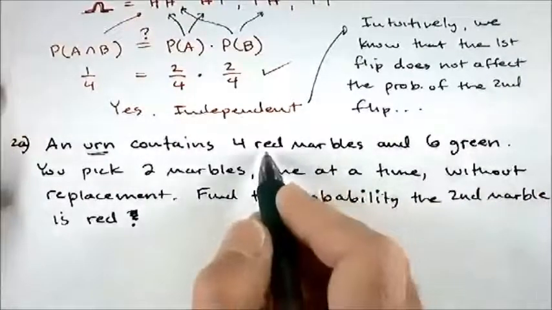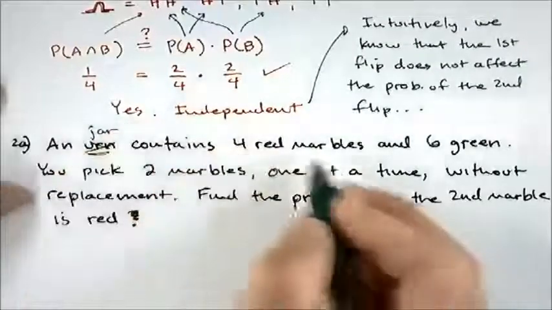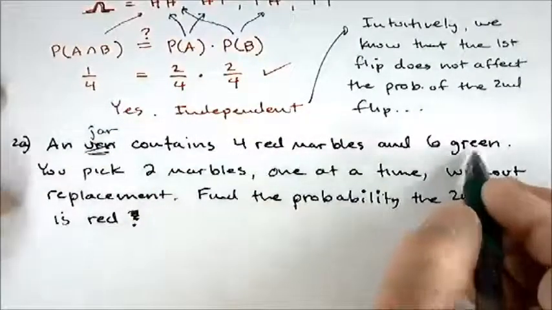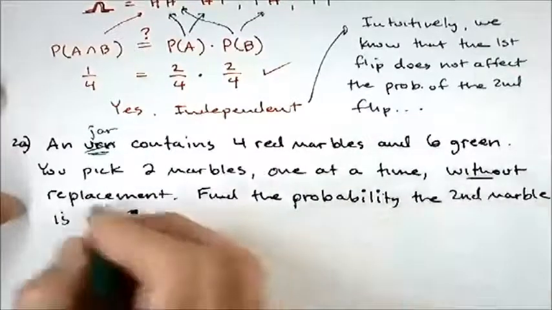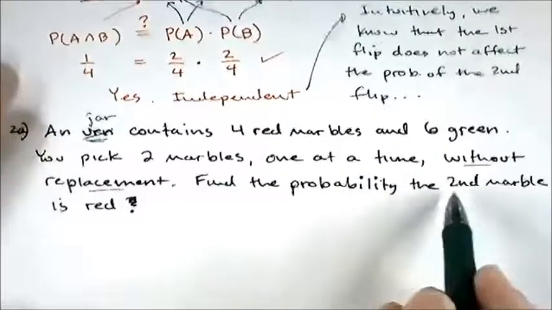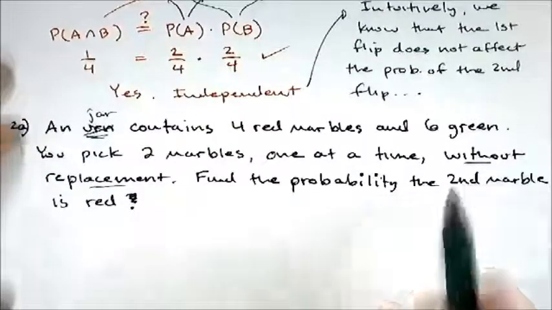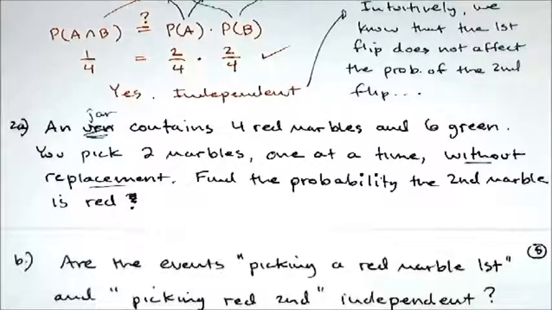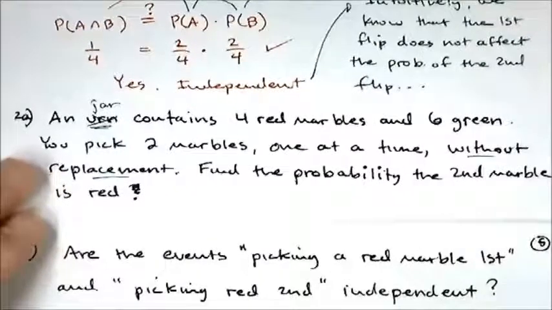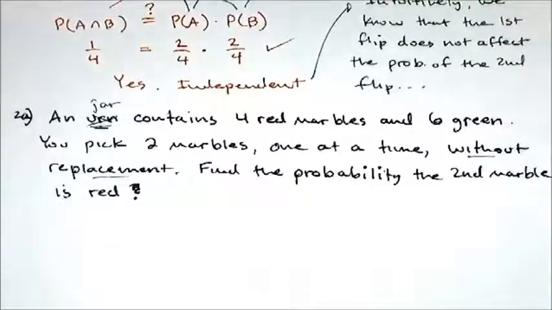So let's say you have, let's call this a jar. It contains 4 red marbles and 6 green ones. We're going to pick out 2 marbles one at a time without replacement. That's key. And we want to find out the probability that the second marble is red. And then I'm going to have a follow-up question, because what we're going to want to determine is whether the events of picking a red marble first and a red marble second are independent events.